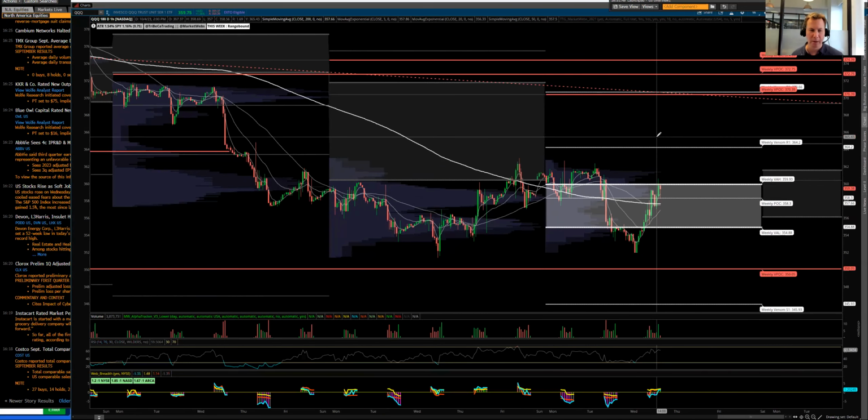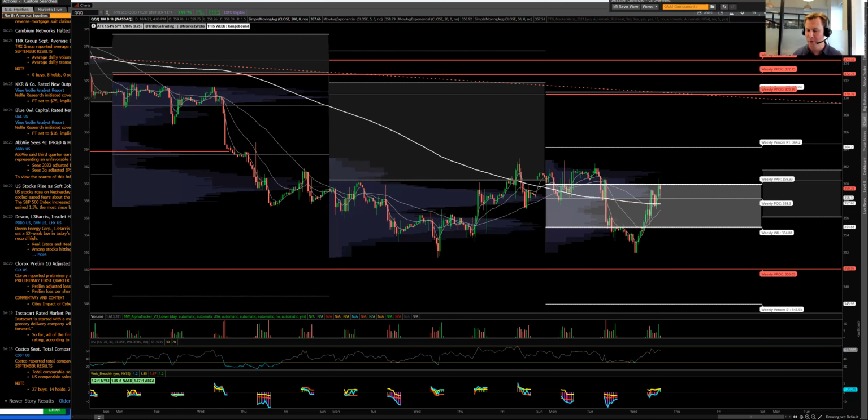unlike the S&P and unlike the small caps, the Qs actually held last week's lows, right? So again, we call that some relative strength.